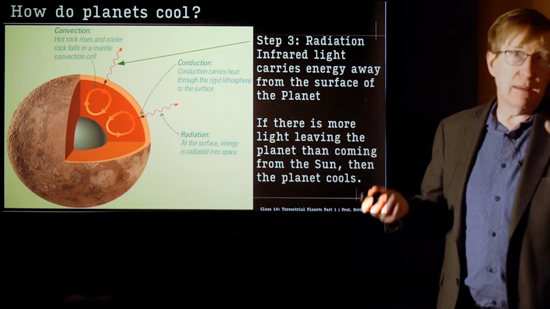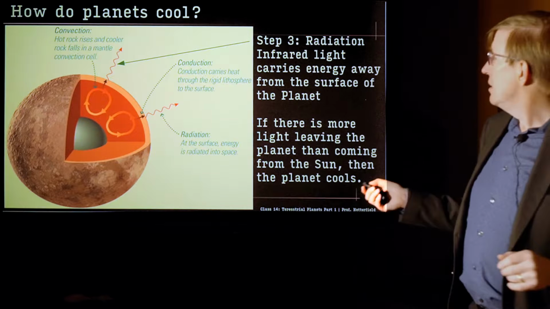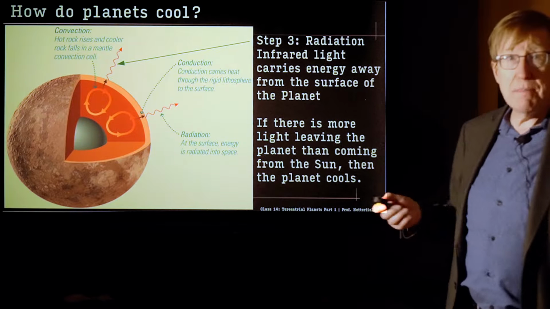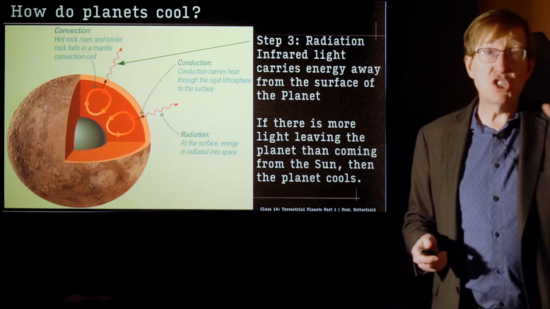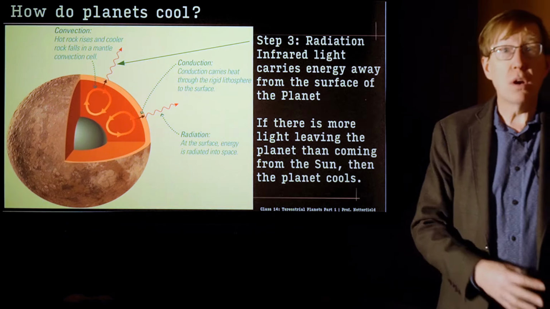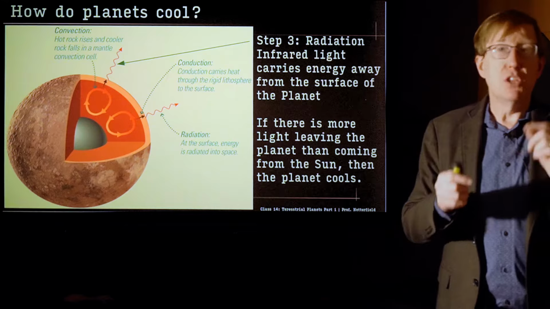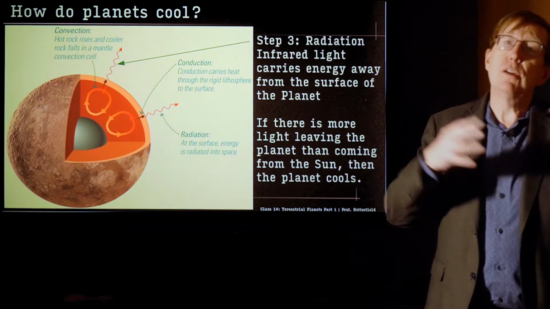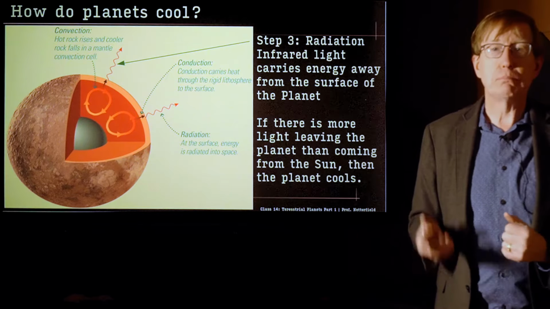But right now, we're just thinking about a moonless planet, a gasless planet. The surface radiates into space. So those are the three methods for cooling. Use convection to bring heat up from the core to the crust. Then you have conduction through the crust. And finally, you have radiation out into space.